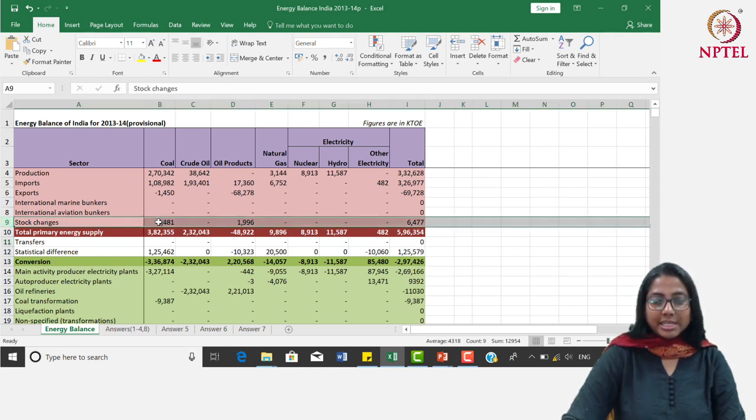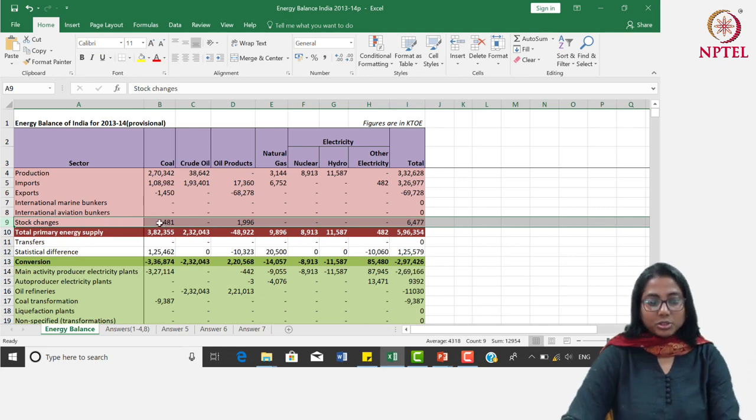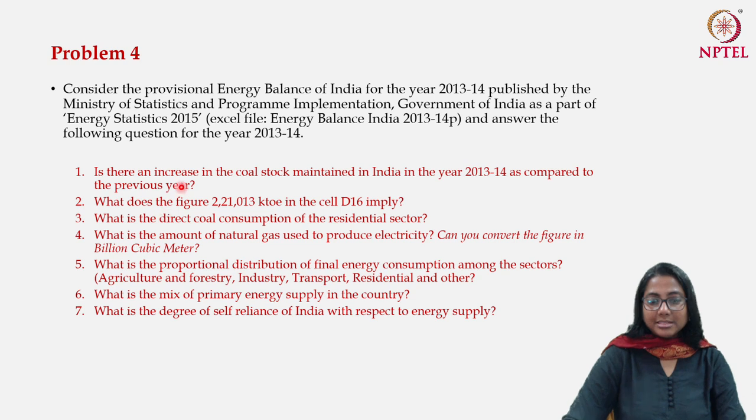And you see the stock change entry under coal is positive, which means that due to stock change, the supply of coal has gone up. Let me repeat, due to stock change, the supply of coal has gone up. It implies that the stock must have declined. The amount of stock that has declined has been added to supply, and therefore this has a plus sign. So the answer to the first question is actually no, there is not an increase in the stock of coal maintained, rather there is a decline in the stock of coal maintained.